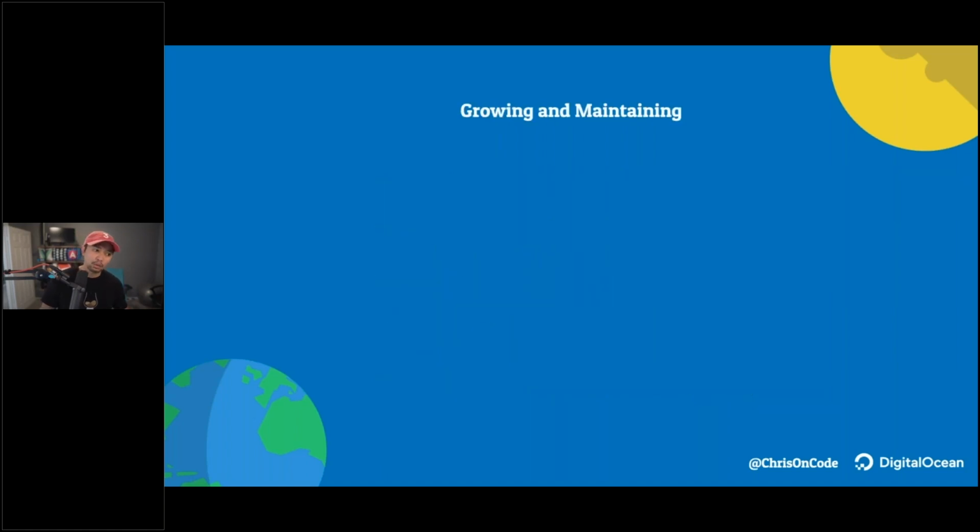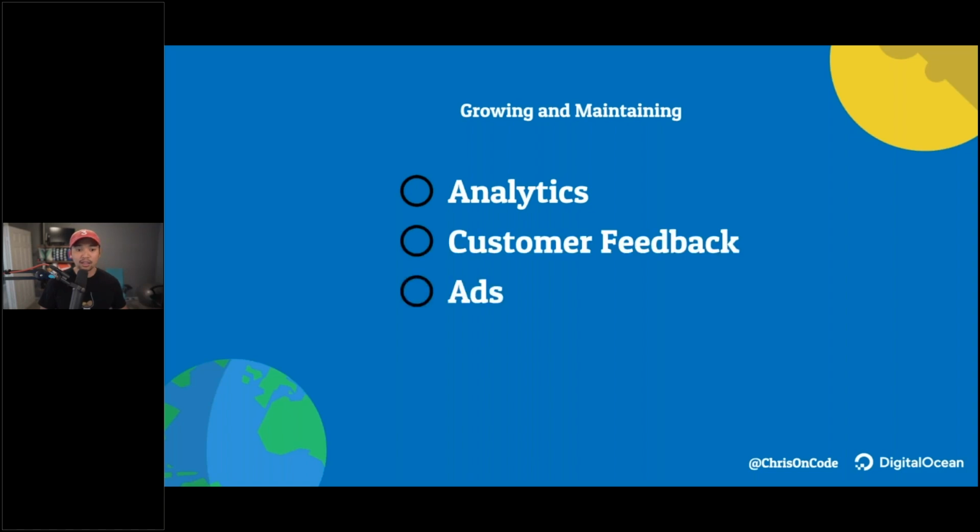But now we're on to growing and maintaining, which building a SaaS is one thing, growing and maintaining, grabbing new users, marketing to them, ads, that's a whole other world. And we'll probably do another webinar on that. But analytics, customer feedback, ads, emails, and marketing, all of that stuff is extra stuff that a business needs. And that's why you start to see businesses grow in number of employees, because every single one of these is a deep dive, a little rabbit hole on its own.